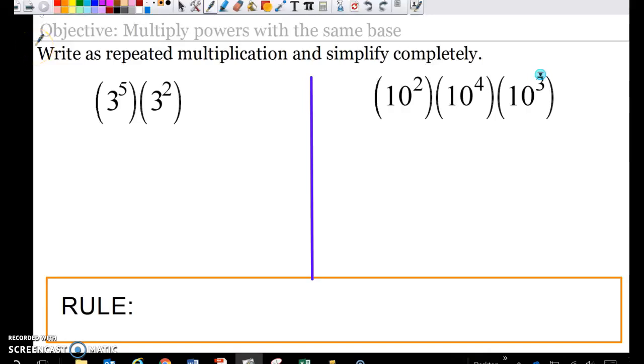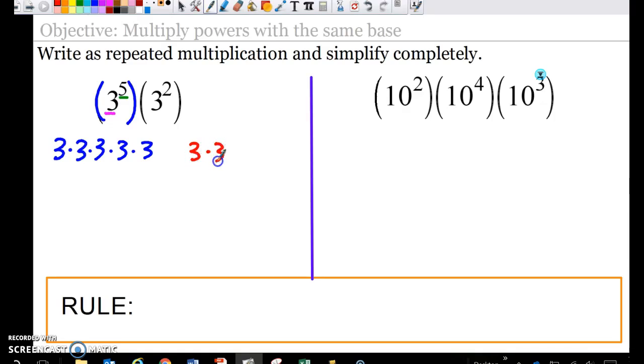Write these as repeated multiplication and simplify completely. So you see I have 3 to the 5th power, 3 to the 2nd power. Well, 3 is what I'm multiplying. That's my base. My exponent is how many times. So in the first power, I have 3 to the 5th power. So I could write 3 multiplied by itself 5 times. Okay, that's the first one right here. That's my blue stuff. I'll do the other one in red. That's 3 to the 2nd power.